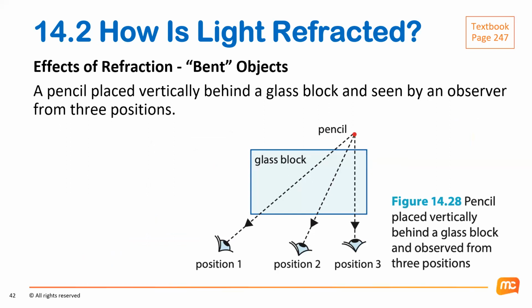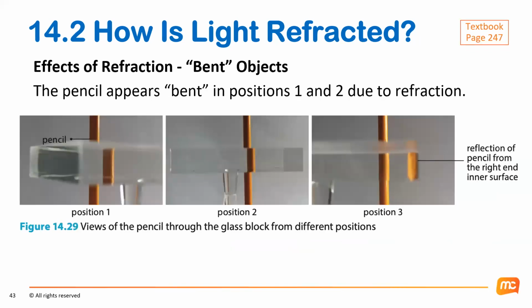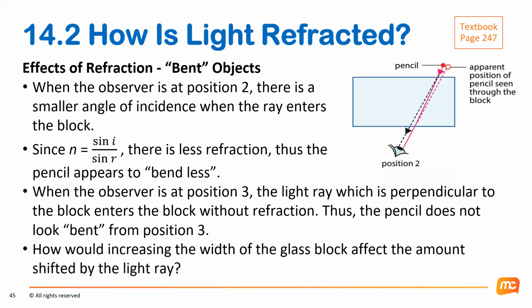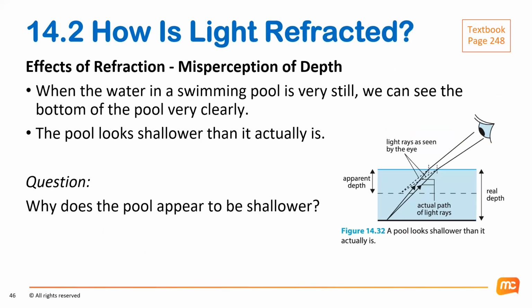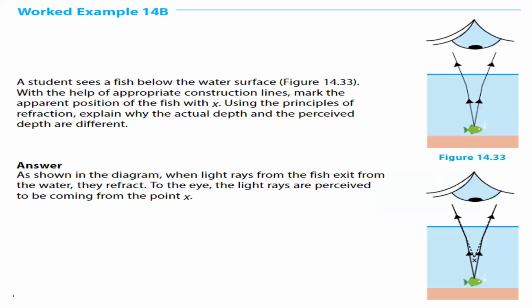The next few examples are some of the effects of refraction. How come an object appears bent? You can read up in your textbook. You can take a look at this pencil looking through a glass block, it will just appear bent. A half-submerged object will also appear bent. The reason behind it, you can read through yourself. And why objects appear nearer to the surface? It's again because of refraction of light. When light leaves from water into air into our eyes, it bends away from the normal. You can read up on this yourself.